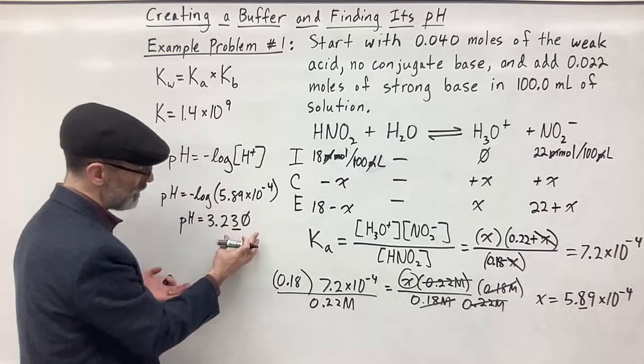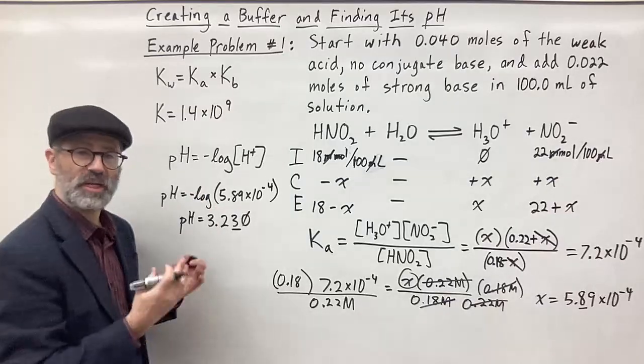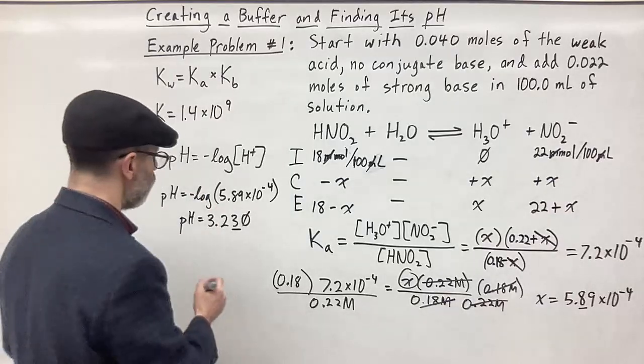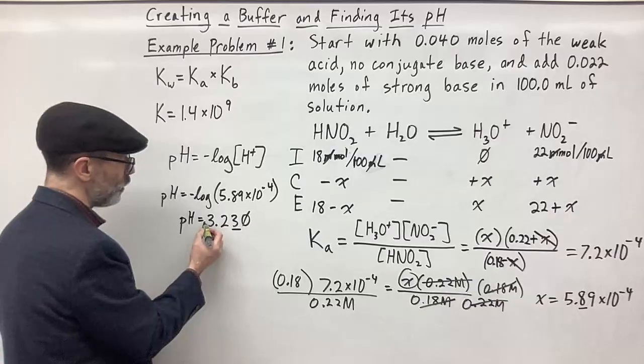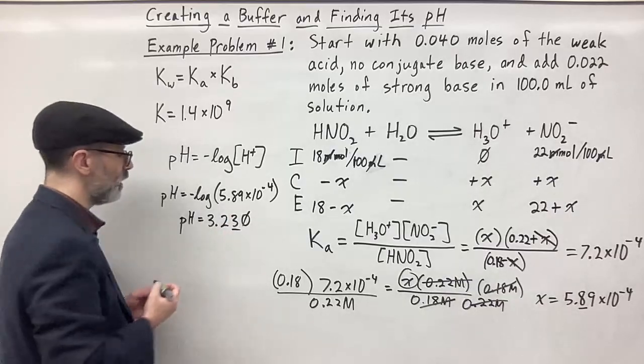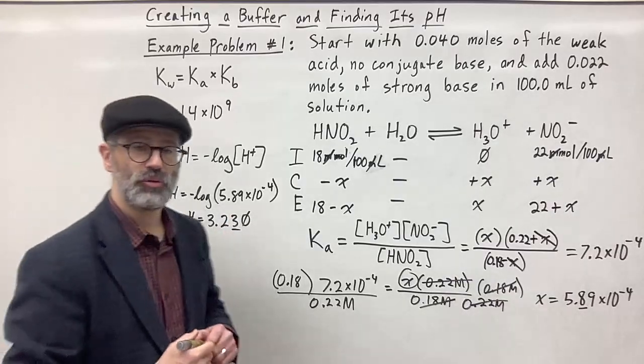So this 0 is not significant, I'm just keeping an extra one just in case, right? So technically 3.23 would be the answer to this problem.